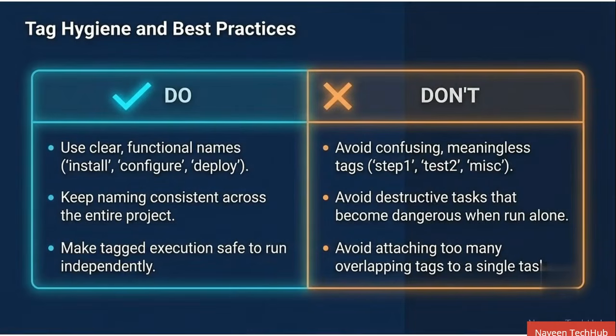Tags are powerful, but they should be designed carefully. Use clear functional names such as install, configure, deploy, and validate. Keep naming consistent across the project. Most importantly, make sure tagged execution is safe when run independently. Avoid meaningless tag names and avoid adding too many overlapping tags to the same task.